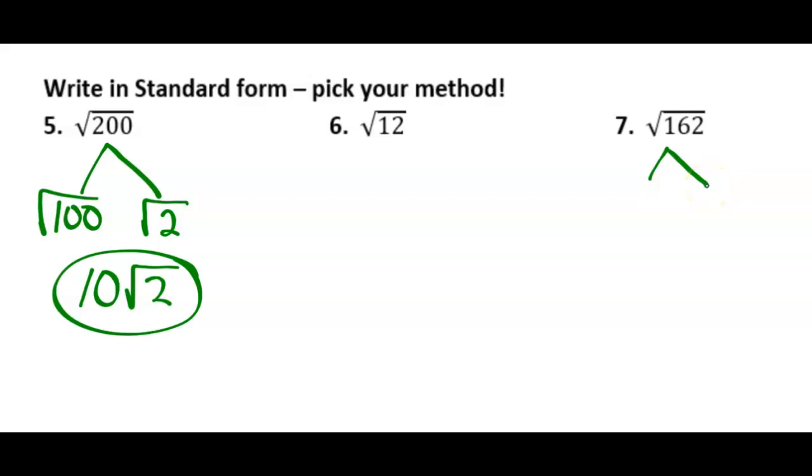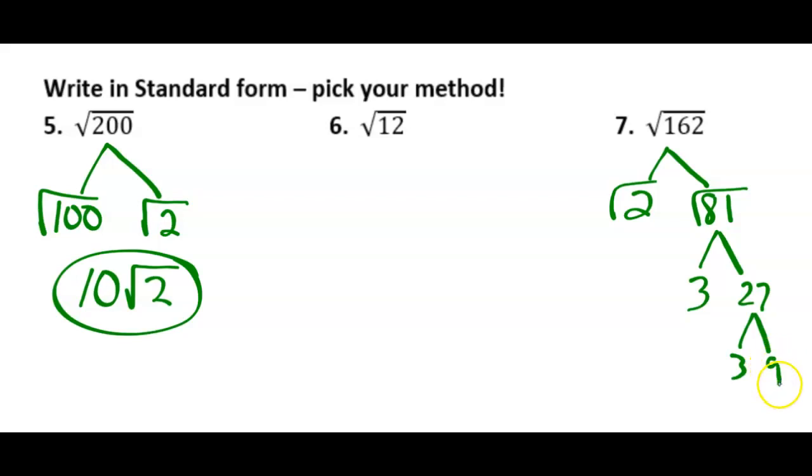Okay, can I divide 162 by 2? I sure can, and I'm going to get 81. Can I divide 81 by a number? I sure can. It's okay if you don't write these underneath the radical. 81, I can divide 81 by 3, and that's 27. Can I divide 27 by 2? No. Can I divide it by 3? Yes. It would be 3 times 9, and then 9 is 3 times 3.